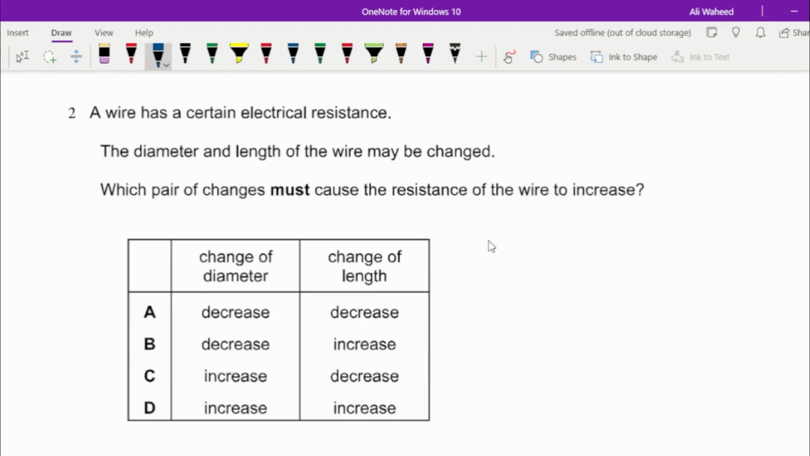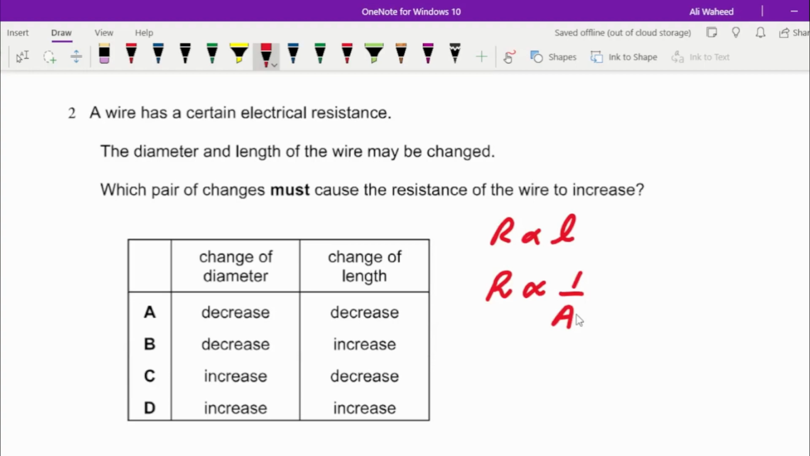So here in O-level physics, we study that the resistance of the resistor depends on several factors, and one of them was length. You can say the more the length, the more the resistance. Then there was another one, the area of cross section, and that was inversely proportional. So the more the area of cross section, the less the resistance.